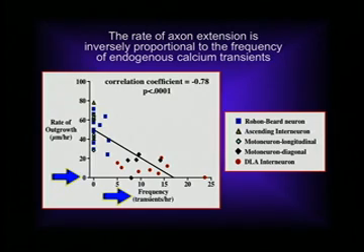But we see that it's inversely proportional to the frequency of these transients. Low frequency of calcium transients, as for the motor neurons here, leads to a rapid rate of outgrowth. A high frequency of these growth cone calcium transients, 10 to 15 per hour, as for the DLA interneurons, leads to a relatively slow rate of outgrowth, perhaps 5 or 10 microns per hour.